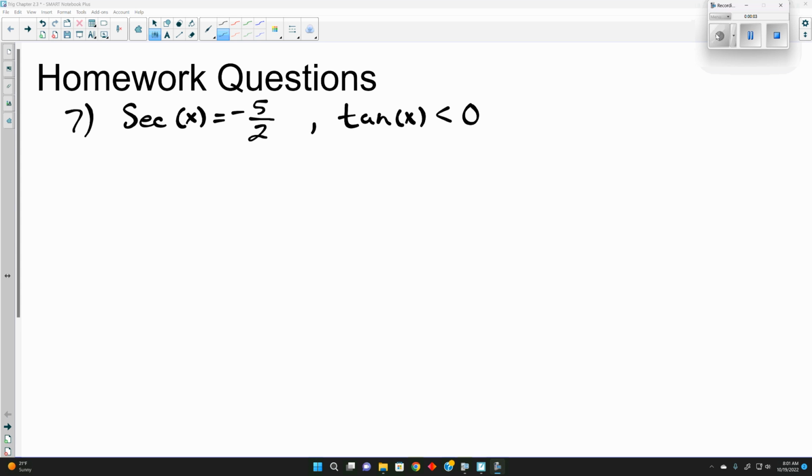Alright guys, so before we start today's lesson, we're going to look at problem number 7 from 2.1's assignment. Now this one here, it wants us, I believe, to find the other 5 trigonometric functions. And they gave us that secant of x is negative 5/2, and tangent is less than 0.